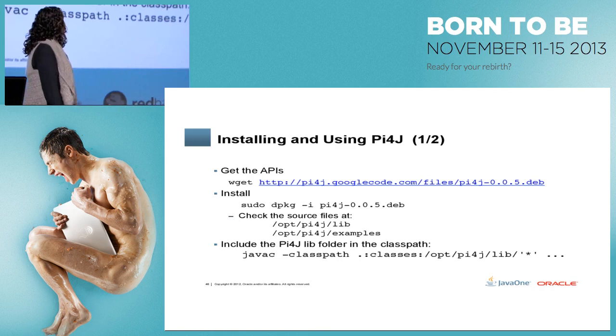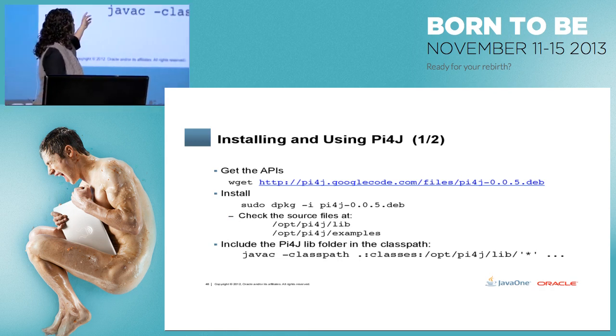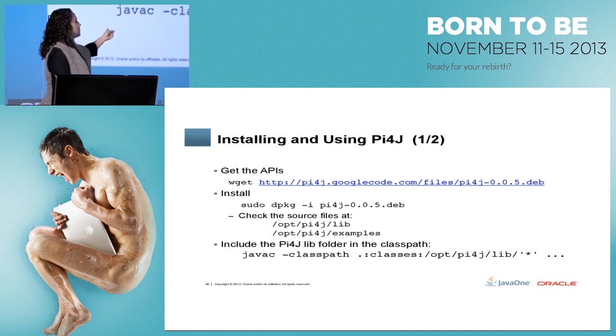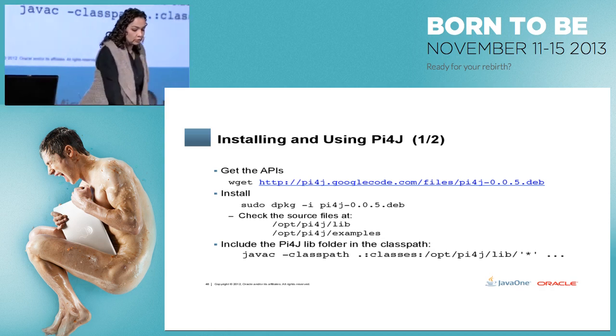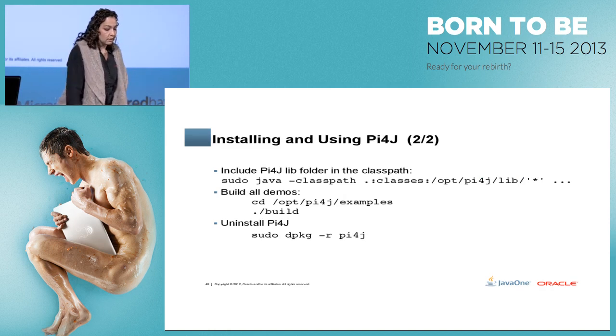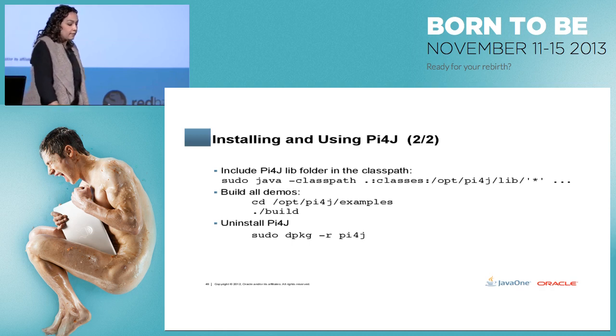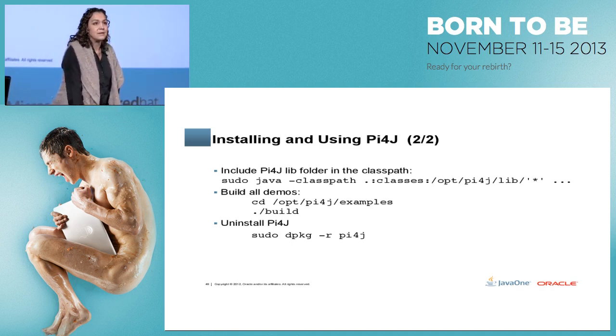Installation, so just get the library. It's pretty much straightforward. Just get the API, install it, make sure you do have the files there. And the only thing that you need for your project is pretty much to include the Pi4J library in the lib folder of the class path. So just make sure that for compilation and for running, you include the library, but that's pretty much what you need. Again, there are a whole bunch of demos. Under the examples, you will find demos for pretty much everything. And you can at any moment just uninstall the package, no problem.